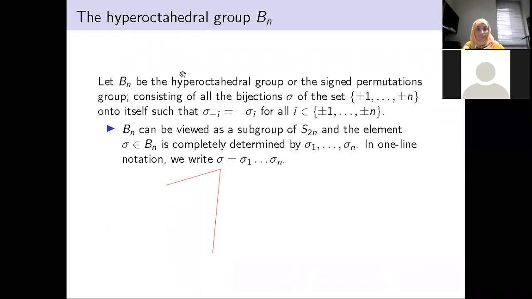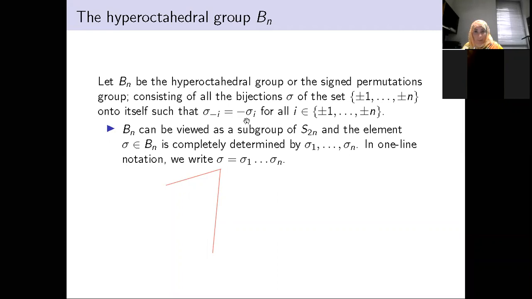There is a similar kind of notation for the hyperoctahedral groups, which are also called the signed permutations. Here you are considering the permutations of this set, which contains 2n elements with positive signs and with negative signs, such that they satisfy this relation. If you want to calculate sigma of minus i, it must be the same as minus sigma i, right? So you can view this as a subgroup of S 2n, but you can also see that with this relation, it is completely defined by the first sigma 1 up to sigma n. So we will just focus on this one.